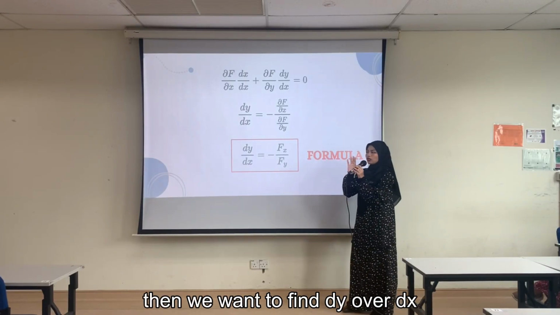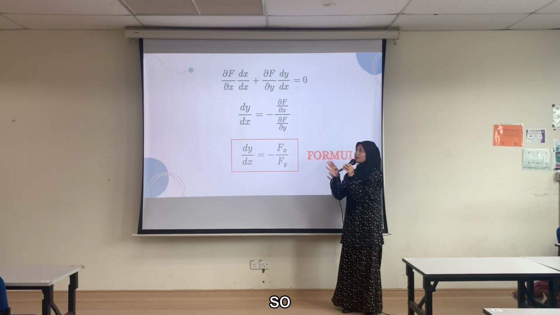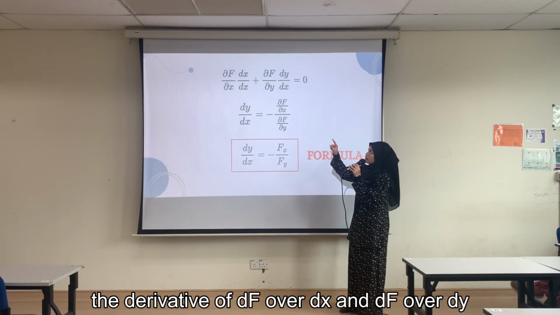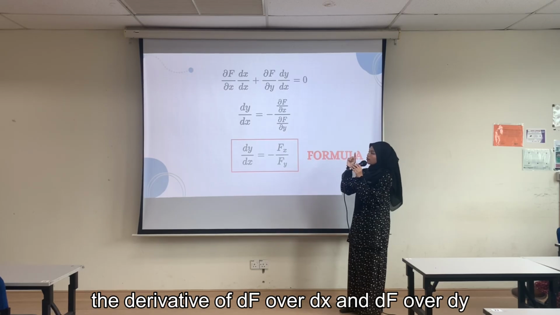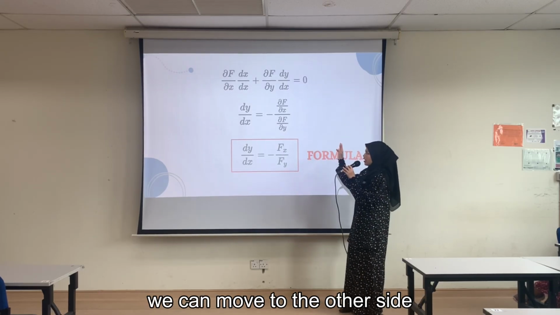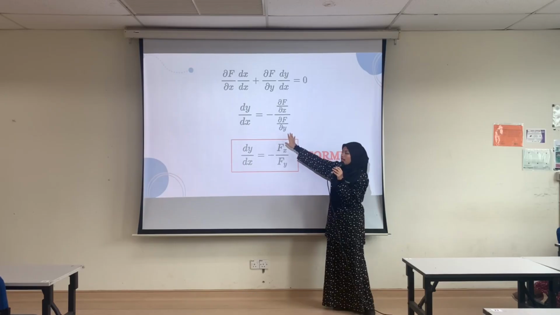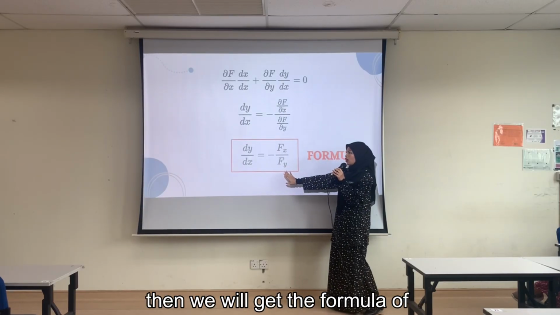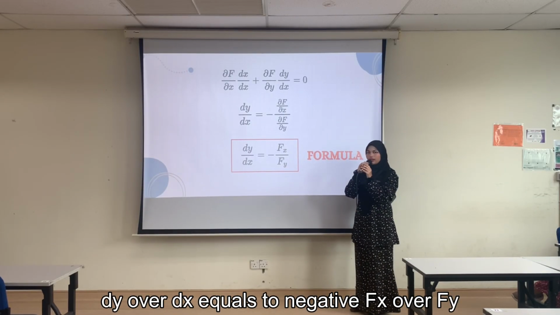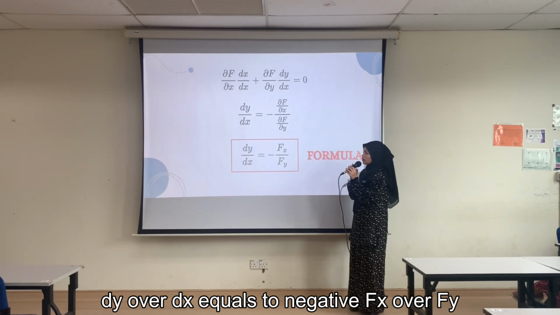Then we want to find dy over dx. So the derivative of df over dx and df over dy, we can move to the other side and it will become like this. Then we will get the formula of dy over dx equals to negative fx over fy.